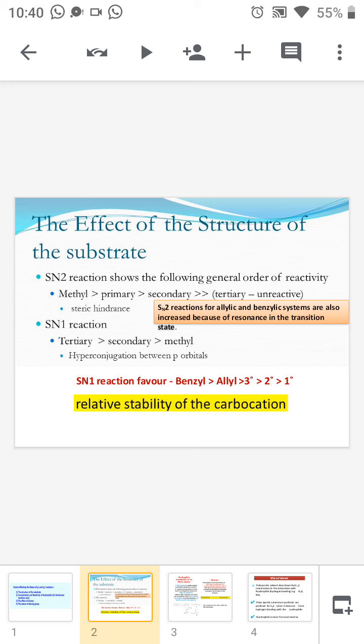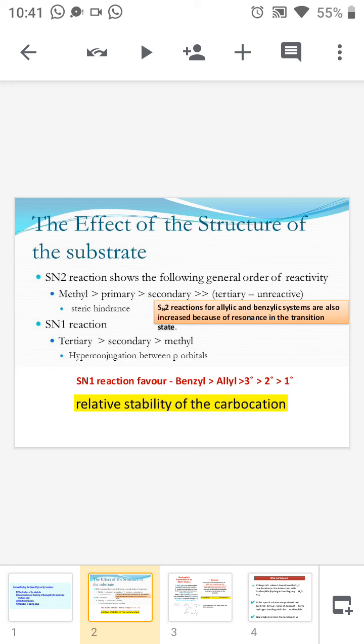So in order to reduce the steric hindrance, we give more importance to the alkyl halide having the lower size of the substrate. And the SN2 reaction also undergoes with allylic and benzylic systems, in which we have to give more importance to the resonance structure, as allylic and benzylic groups undergo resonance. So that's why these two substrates undergo SN2 reaction.